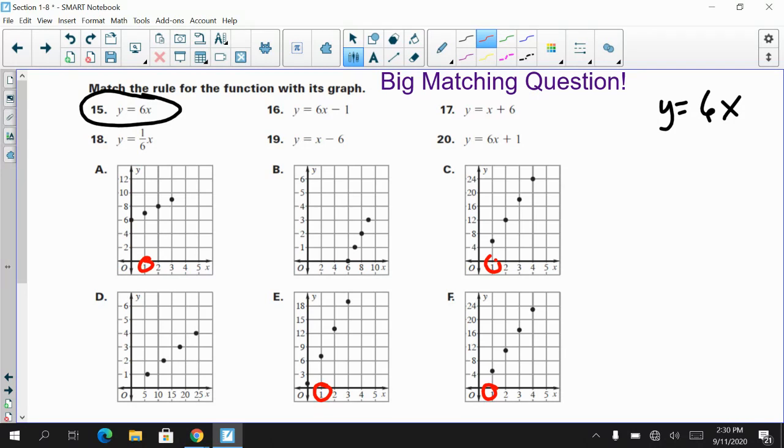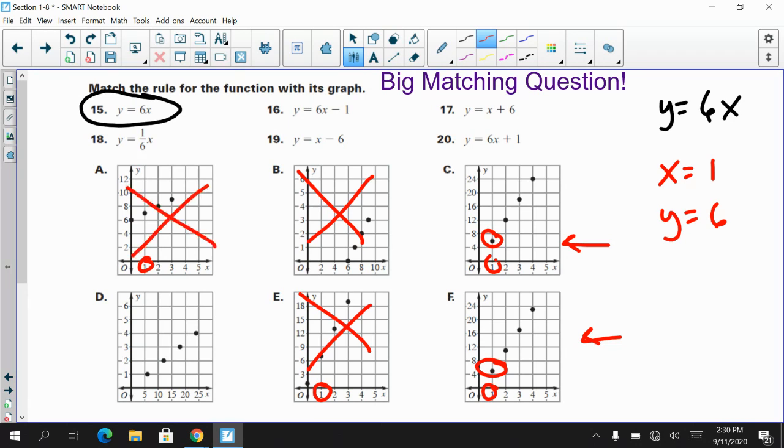All right, so I'm going to start with 1 and see if I can't get a match. So let's see, when x equals 1, y equals 6. So let's look for the point 1, 6. So it looks like this one, 1, 6, that could be 6. This one right here, that could be 6. I know B's out. I know E's out. I know A's out. And I know D's out. So I have two options here that it could be either one.